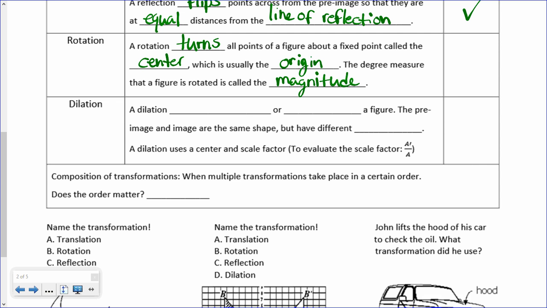Would a rotation be an isometry or not? Yes, it is. It preserves the shape. It doesn't really change it that much, just where it lies on the coordinate plane.